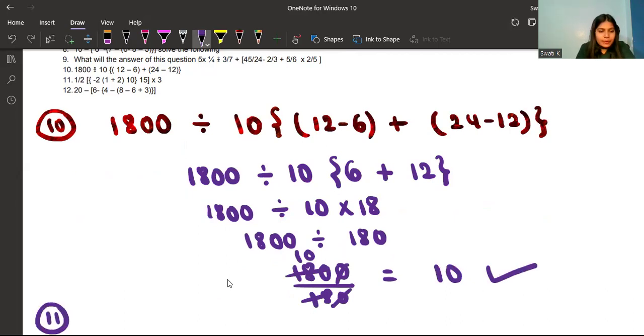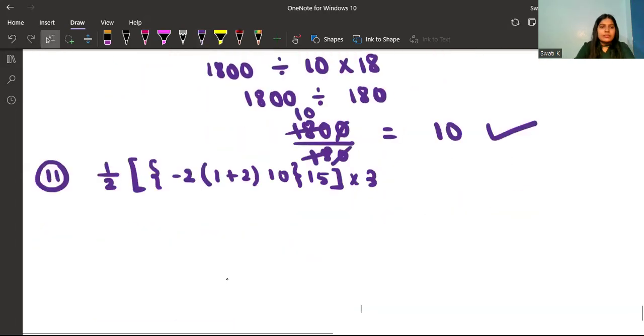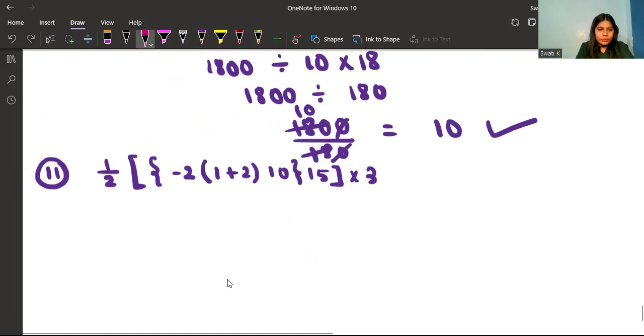So for question number 11, let me write down the question. It's 1 by 2, as you can see from here. Big bracket, curly bracket, minus 2 times 1 plus 2 times 10. Because there is no sign, it means times. And then again times only because there is no sign. And then again times 3. That is very obvious. Let's solve this. This is not difficult.